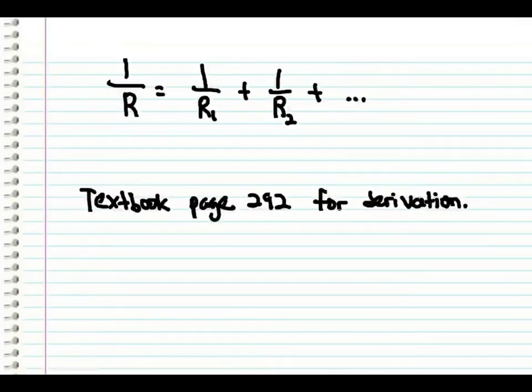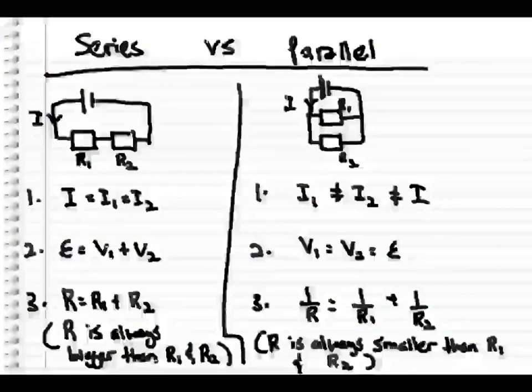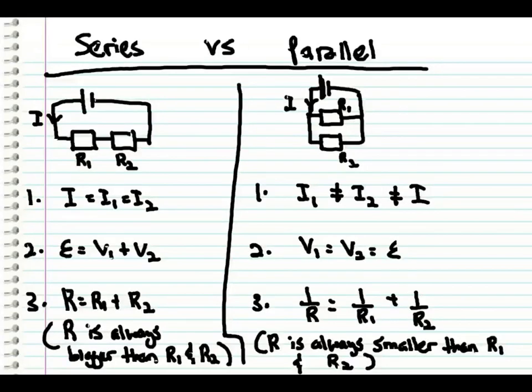So, for many resistors in parallel, the effective resistance is simply 1 over R1 plus 1 over R2 plus so on and so forth. If you want to know how this formula is derived, please look at textbook page 292. Now please take a moment to see the difference between series and parallel circuits.